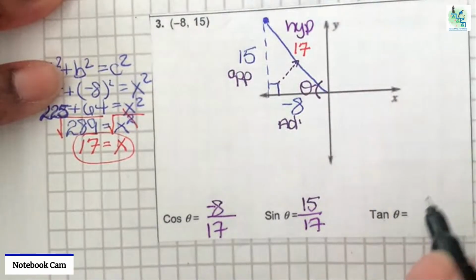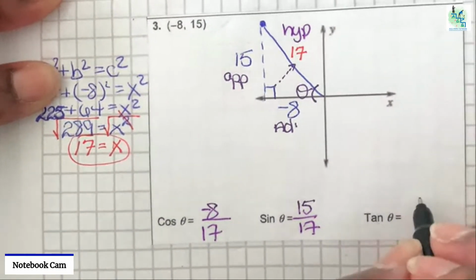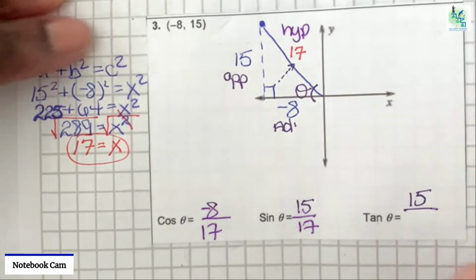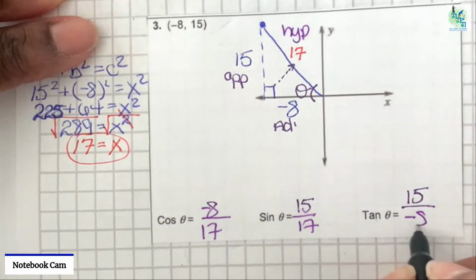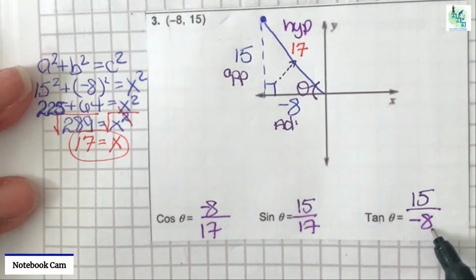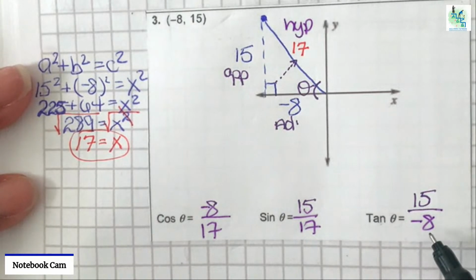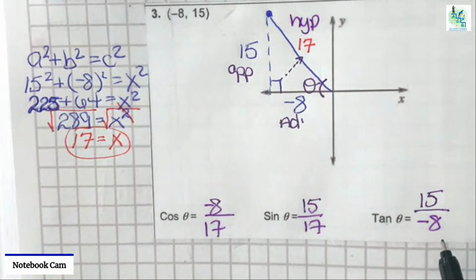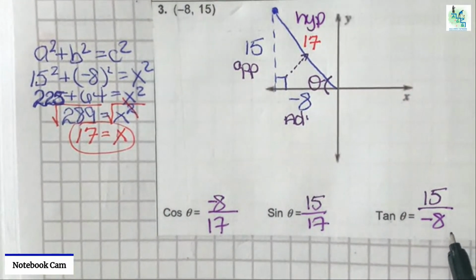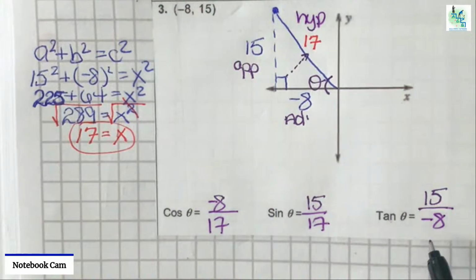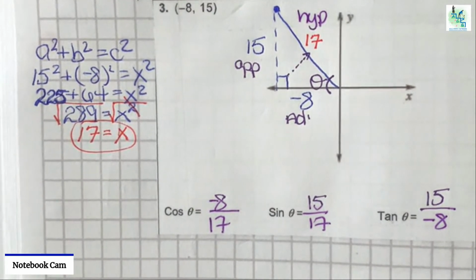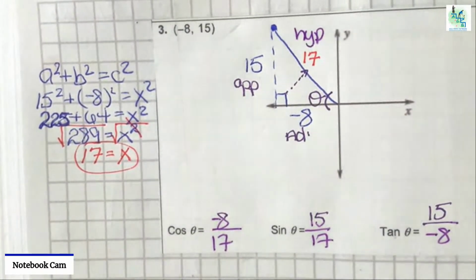And last but not least, tangent. So your opposite, which is 15. Okay, your adjacent, -8. Okay, there isn't anything that 15 and -8 have in common, so you can leave it. I know it's an improper fraction, and there's a lot of teachers that are just unhinged by seeing it, but it's okay. Okay, you're gonna live. All right. So that is it. It's as simple as that.